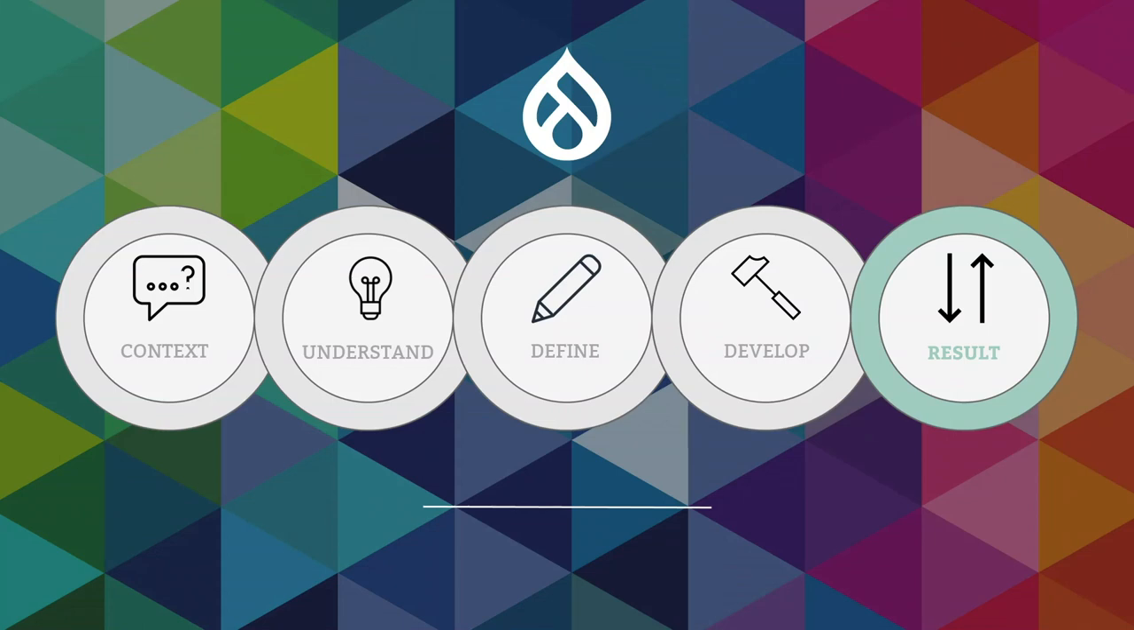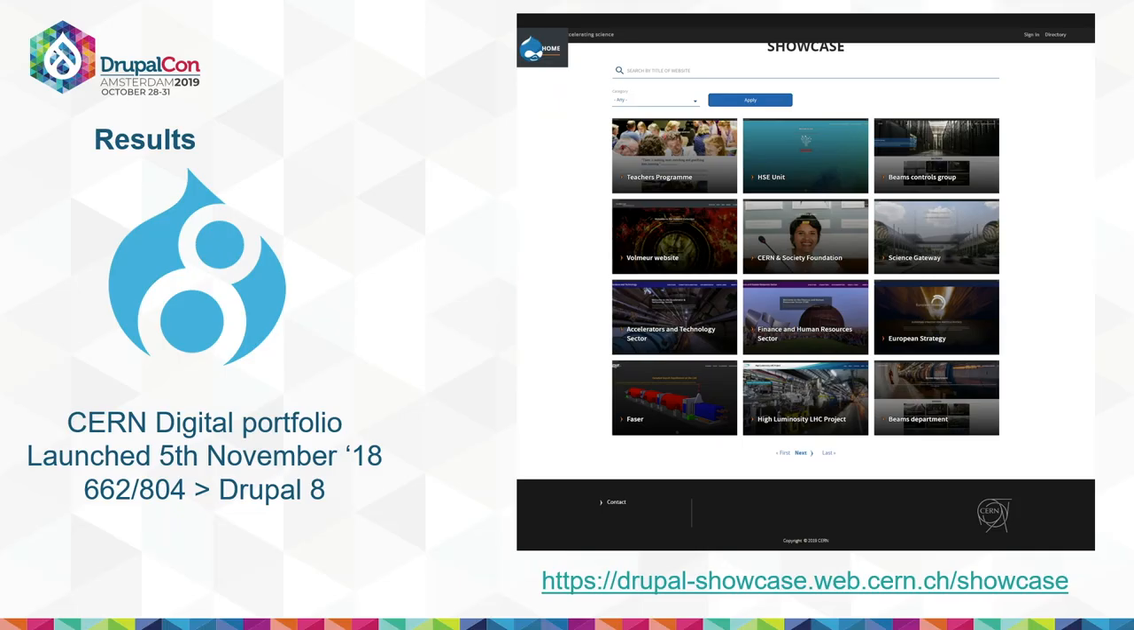Okay, so you have reviewed what was the result of the project, and now I will give you some figures. The CERN digital portfolio was launched last year, on the 5th of November, and since then, from around 800 websites that they have developed on Drupal 7, they have migrated more than 600, meaning that it's a powerful tool and they are using it quite well. We put here some examples for you to review some of these 600 websites, with a showcase URL in case you are curious and you want to play a little bit with the digital portfolio.